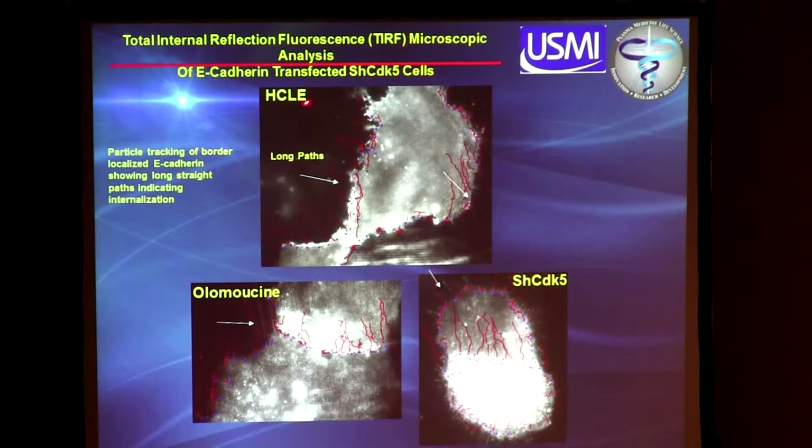This is another technique, called total internal reflection microscopy, that was used to study the E-cadherin junctions as well as the P120 catenin. Each of these particles or vesicles containing these cell-to-cell junction proteins was arbitrarily labeled, and the velocity with which these particles moved in and out of the cells was measured using TIRF microscopy. All these red lines indicate the manner in which these particles moved over a period of time, and the measurements were recorded.